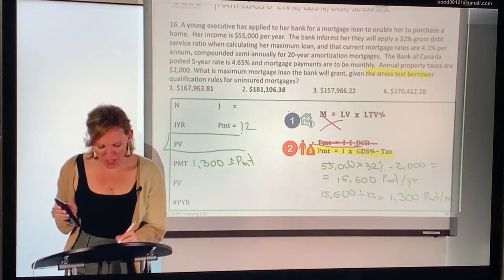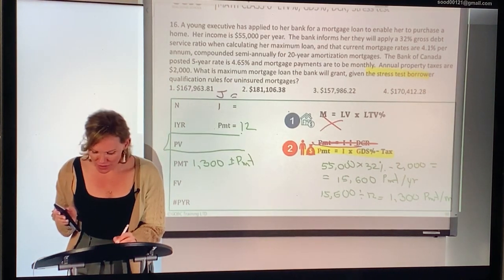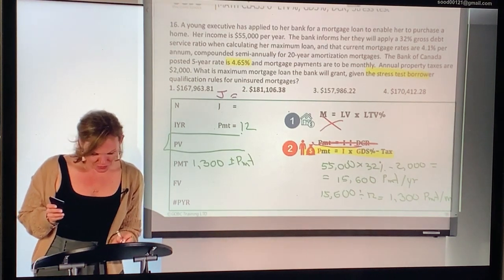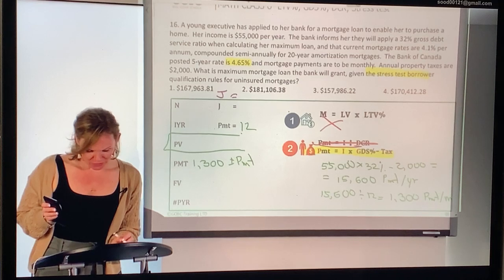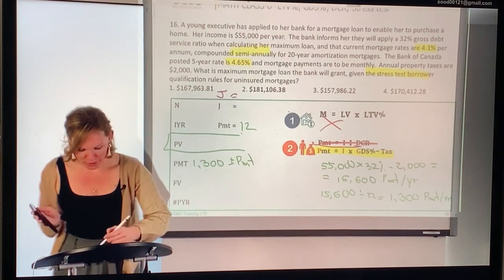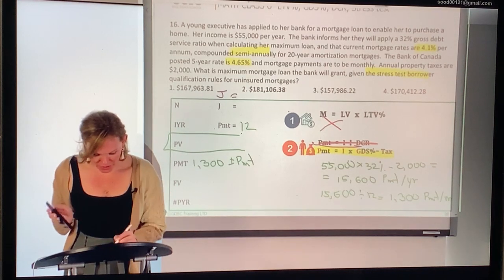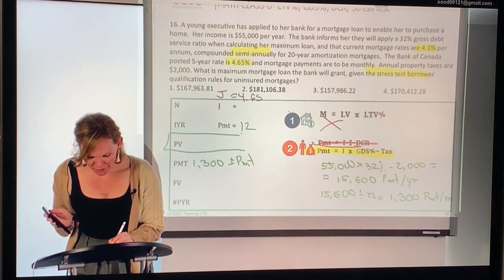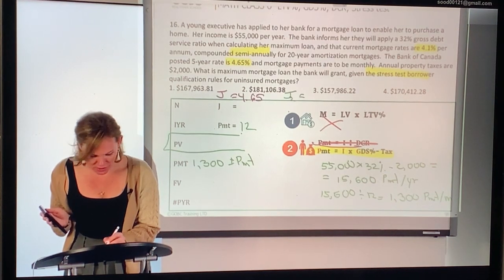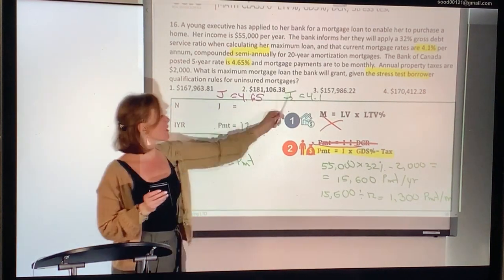So we're going to compare the Bank of Canada rate that's given to us, posted at 4.65, and the other rate, which is 4.1 compounded semi-annually. Okay, so let me just pull up this stuff. 4.65 is the Bank of Canada rate, and the bank's rate right now is J2 equals 4.1. So we have two rates that we have to compare.